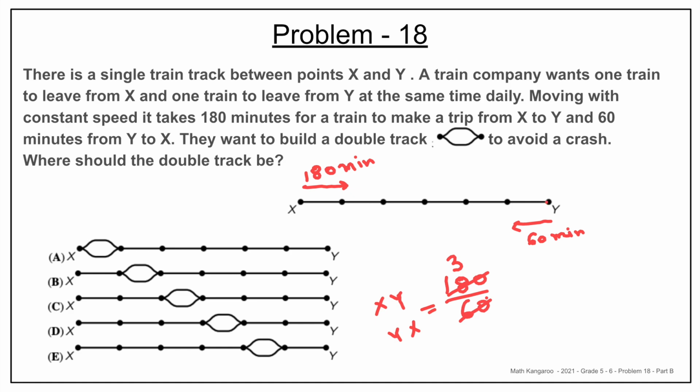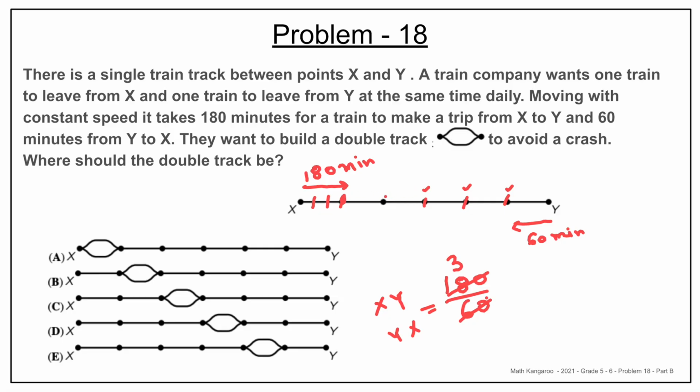If a train from Y travels 3 spots, so it is 1, 2, 3, the train from X to Y covers 1. That means when the train from Y reaches one point, train X has traveled 1/3 of 1. When it reaches 2 points, train X has reached another 1/3. When a train from Y reaches the third point, it reaches this point.